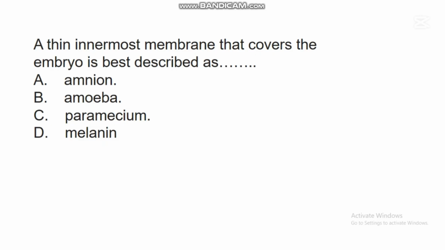The first question says, a thin innermost membrane that covers the embryo is best described as dash. A. Amnion. B. Amoeba. C. Paramecium. D. Melanin. In this question, the correct answer is A. Amnion. This amnion is the innermost membrane that covers the embryo in a pregnant woman.